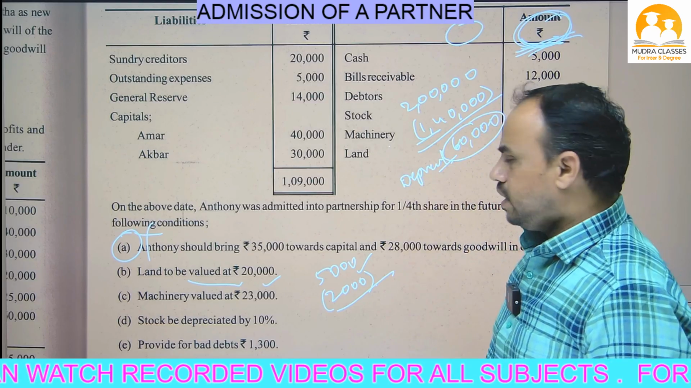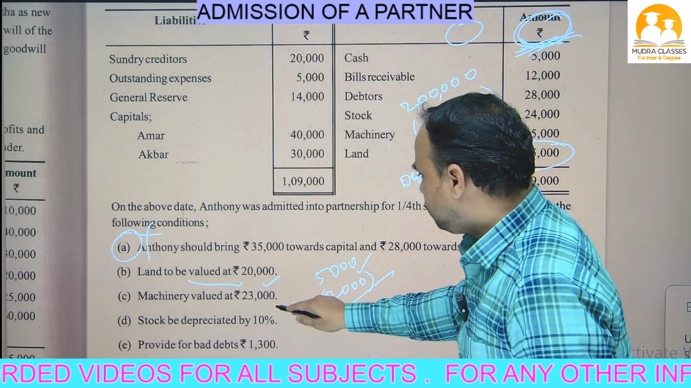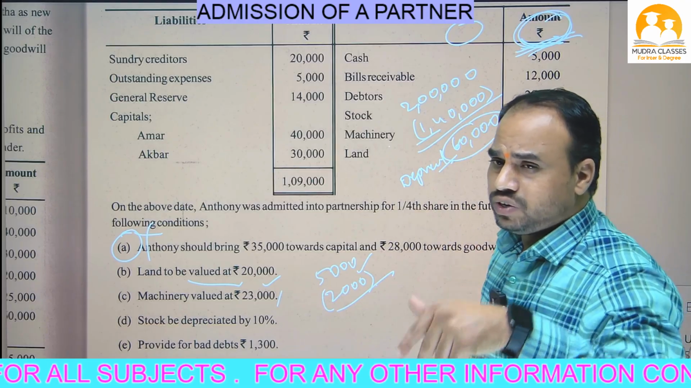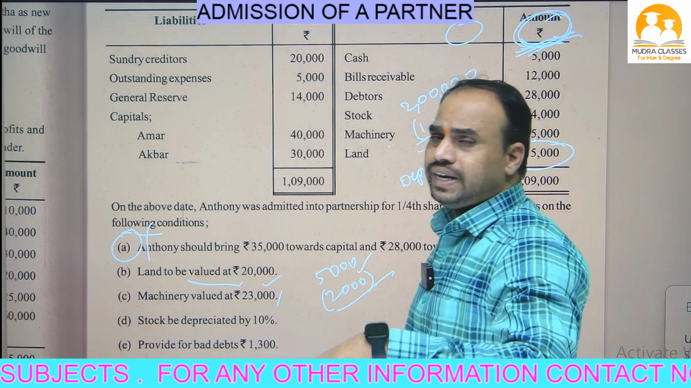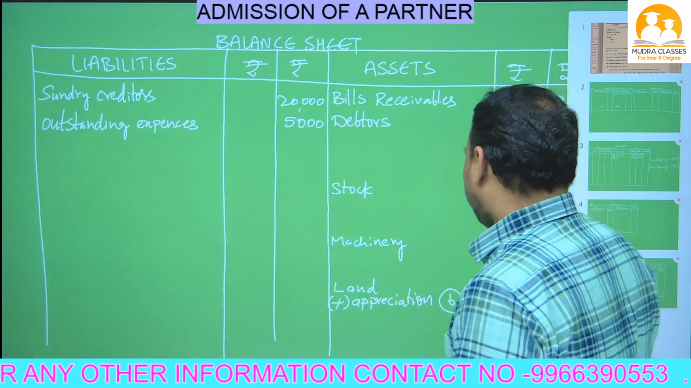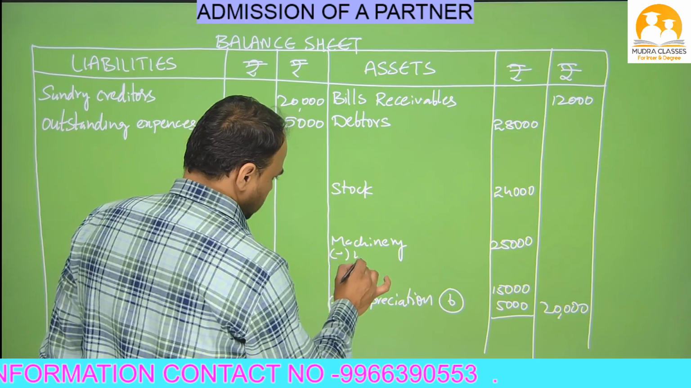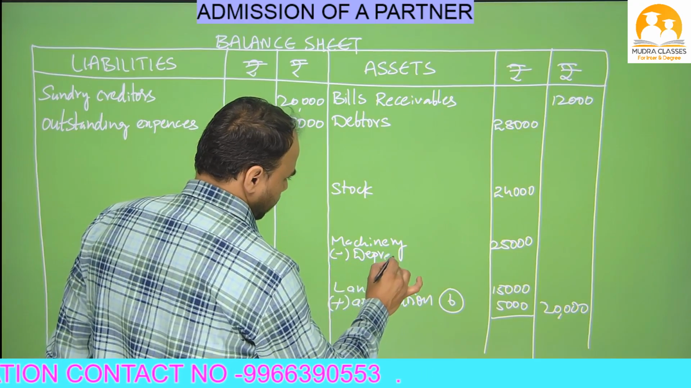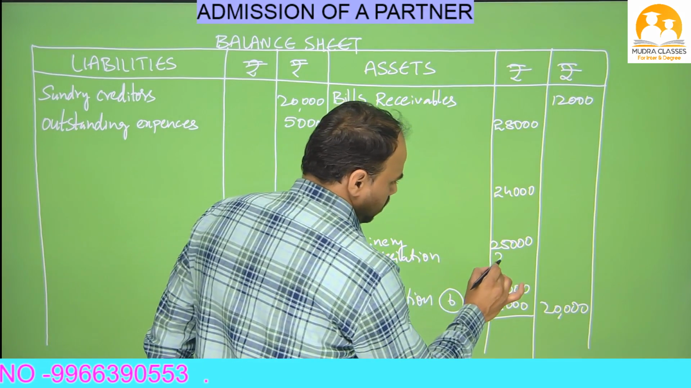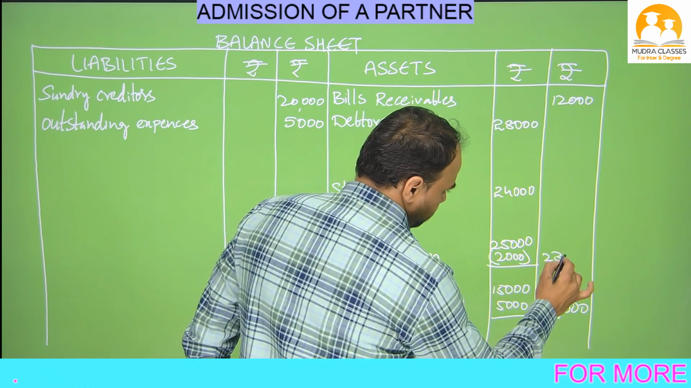Okay? So here the cost of the machinery, 25,000 is given, but in the adjustment 23,000 is given. That means machinery value decreased. Why is it decreased? Because we used it in the business, that's why its value decreased. That is called depreciation. So on the balance sheet, asset side, we have to deduct it from the machinery. Less depreciation. How much amount is given? 2,000 rupees. So in the outer column, 23,000 rupees.